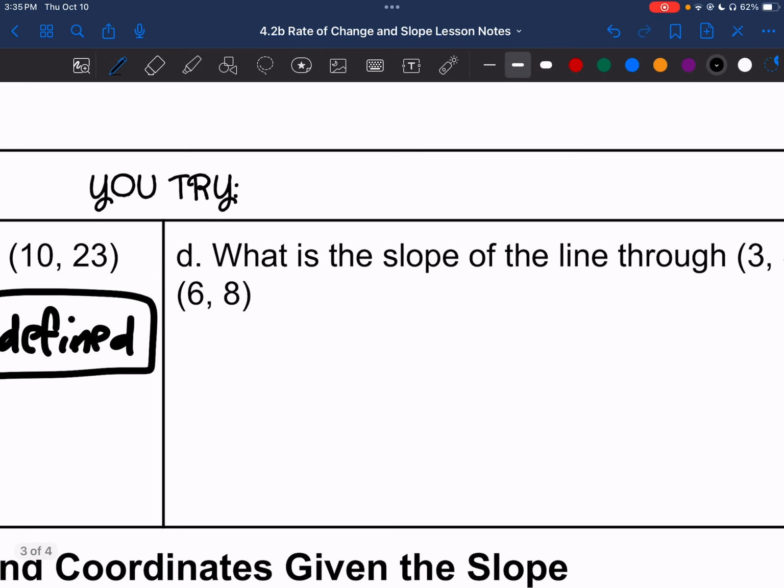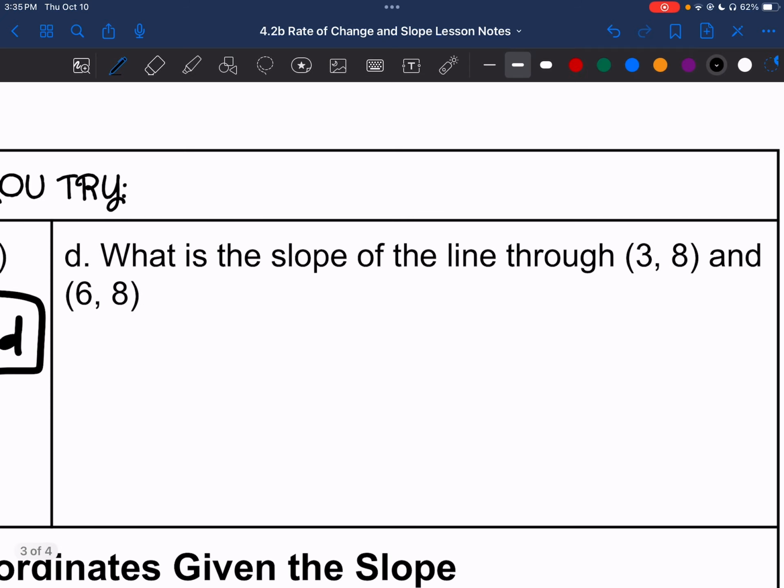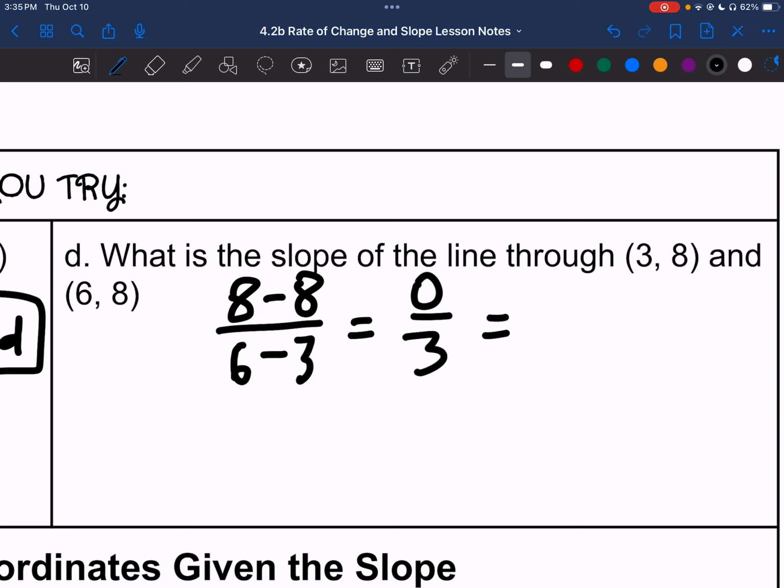Now, letter D, we have the points (3, 8) and (6, 8). So we have y2 minus y1, 8 minus 8, over x2, 6, minus x1, 3. And so I'm getting 0 over 3, which gives me a slope of 0.